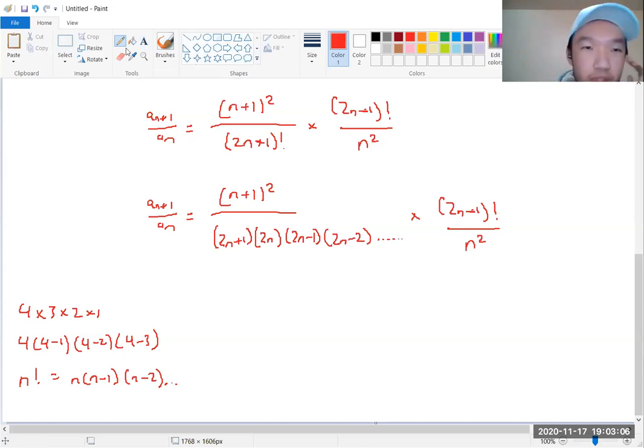But anyways, what's the whole point of all this? There's actually something that cancels out here. So do you guys see how, let me change the color, do you guys see how 2n minus 1 factorial is actually over here?